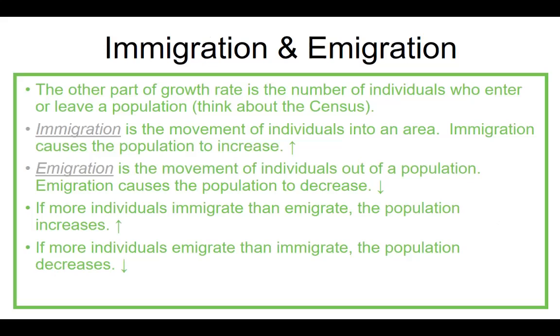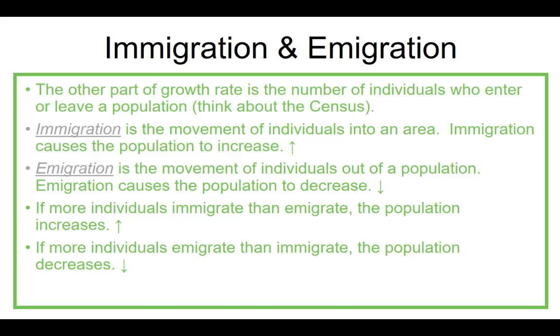Immigration is the movement of individuals into an area. So this causes the population to increase. Emigration is the movement of individuals out of a population, causing the population to decrease. The way I remember this is immigration, I starts with an I, in. Emigration, E, exit, means to go out. So immigration is moving in, emigration is moving out. If more individuals immigrate than emigrate, the population goes up. If more individuals emigrate than immigrate, the population goes down.